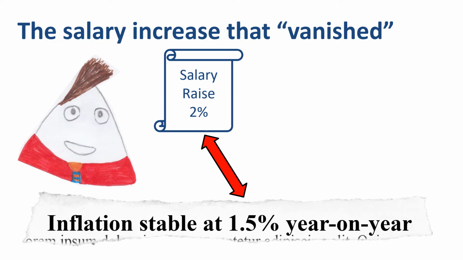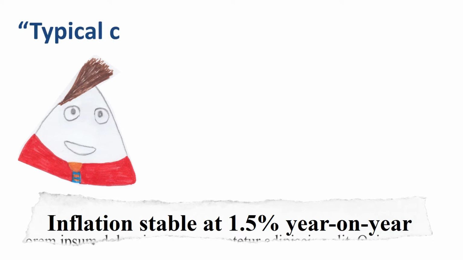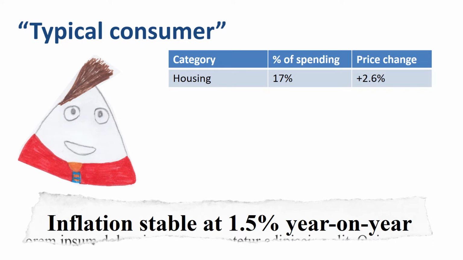So how is this 1.5% inflation calculated? The 1.5% is the outcome of a lot of data gathering and a lot of calculations for a profile called a typical consumer. A typical consumer spends 70% of income on housing: rent, housing maintenance, water, electricity, that kind of stuff. Prices for housing have gone up 2.6%.